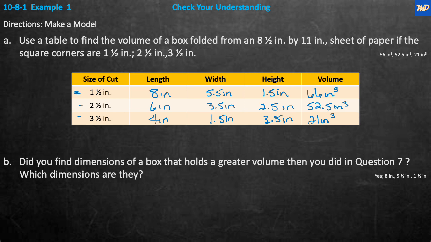Then it says, did you find the dimensions of the box that holds a greater volume than you did in question 7? Well, in question 7, the number was 63 cubic inches. And that was for the 2-inch box. Well, here, the 1.5 inch box, we find is 66 inches cubed. So yes, the answer is yes, we did. And what are the dimensions? Oh, which dimensions are they?